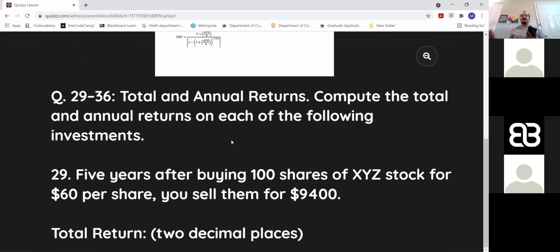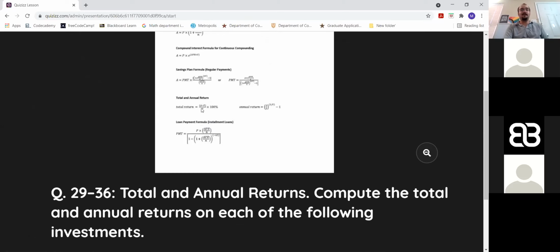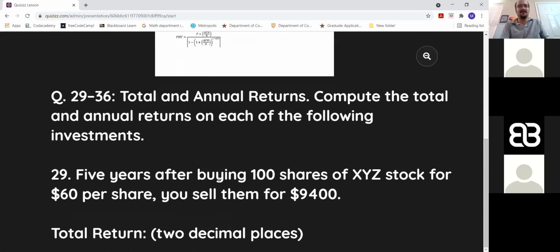So 5 years after buying 100 shares of XYZ stock for $60 per share, you sell them for $9,400. What's the total return to 2 decimal places? So this should be in a percent. I talked about it at the beginning of the lesson, but this is just new minus old divided by old. This was relative difference. So we're just taking a relative difference.